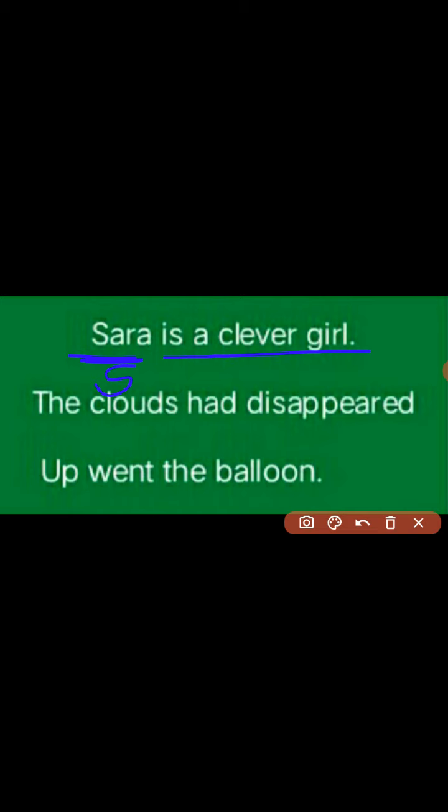So this is the information, and as I already told, the predicate always includes a verb. So here Sarah, which is a noun and it is a subject, and is a clever girl is the information about the noun, so it is the predicate over here.